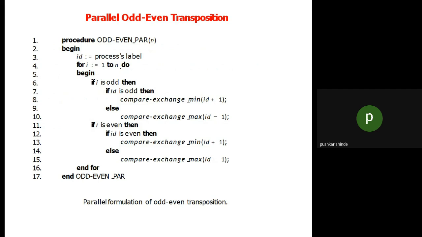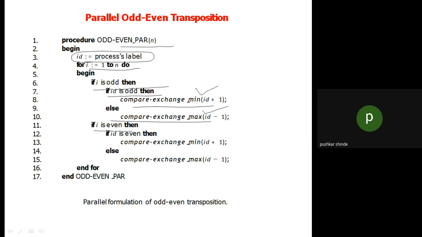Odd even parallel for n numbers, id equal to the process label. The processes are labelled from 1 to n. There are n processors: processor 1, 2, 3, 4 and so on. That is the id. So for i equal to 1 to n, if i is odd and id is odd, compare exchange minimum with id plus 1. Else, compare exchange maximum with id minus 1. So the first processor will do the min part, the next processor will do the max part with it.